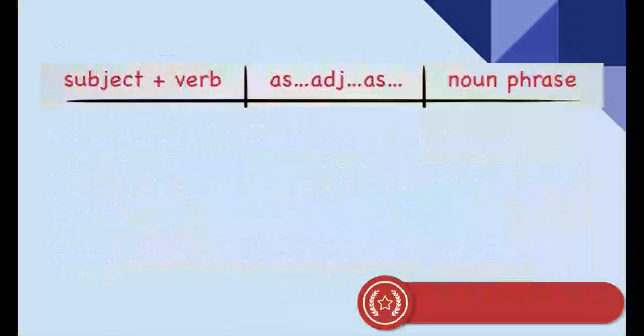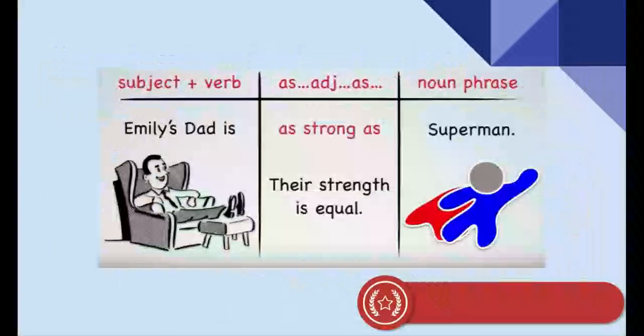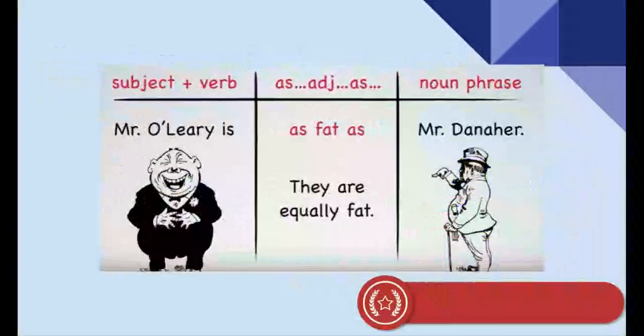So let's start with the adjectives. We're going to start with the subject plus verb as, adjective, as, and a noun phrase. For example, Emily's dad is as strong as Superman. Here I say that their strength is equal. Nobody can win in this fight because they are the same. Now, Mr. O'Leary is as fat as Mr. Danaher. They are equally fat.